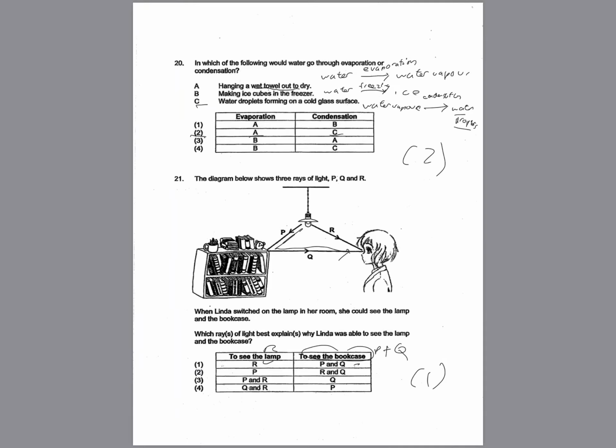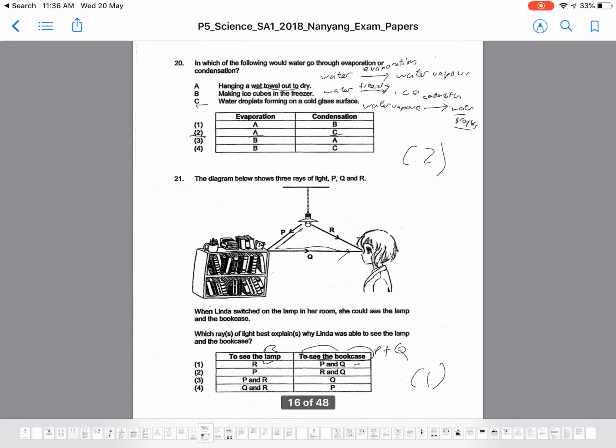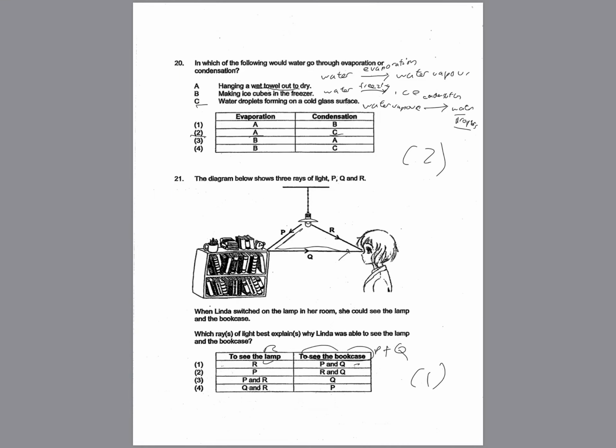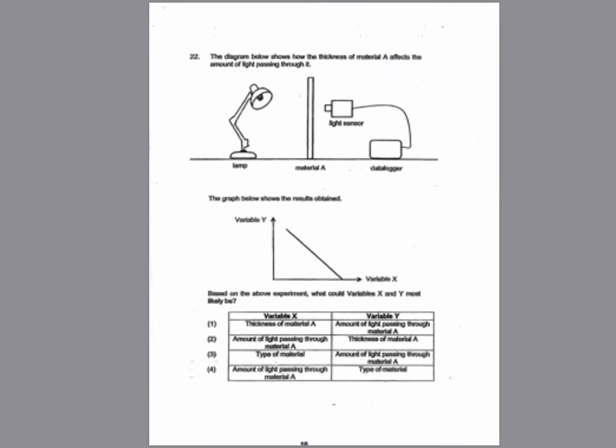So the next one, question 20. Hanging out a towel to dry, water becomes water vapor: evaporation. Water becomes ice in a freezer: freezing. Water vapor becomes water droplets, because water droplets form on the glass surface, so it will be condensation. So for question 22, A is evaporation, C is condensation.